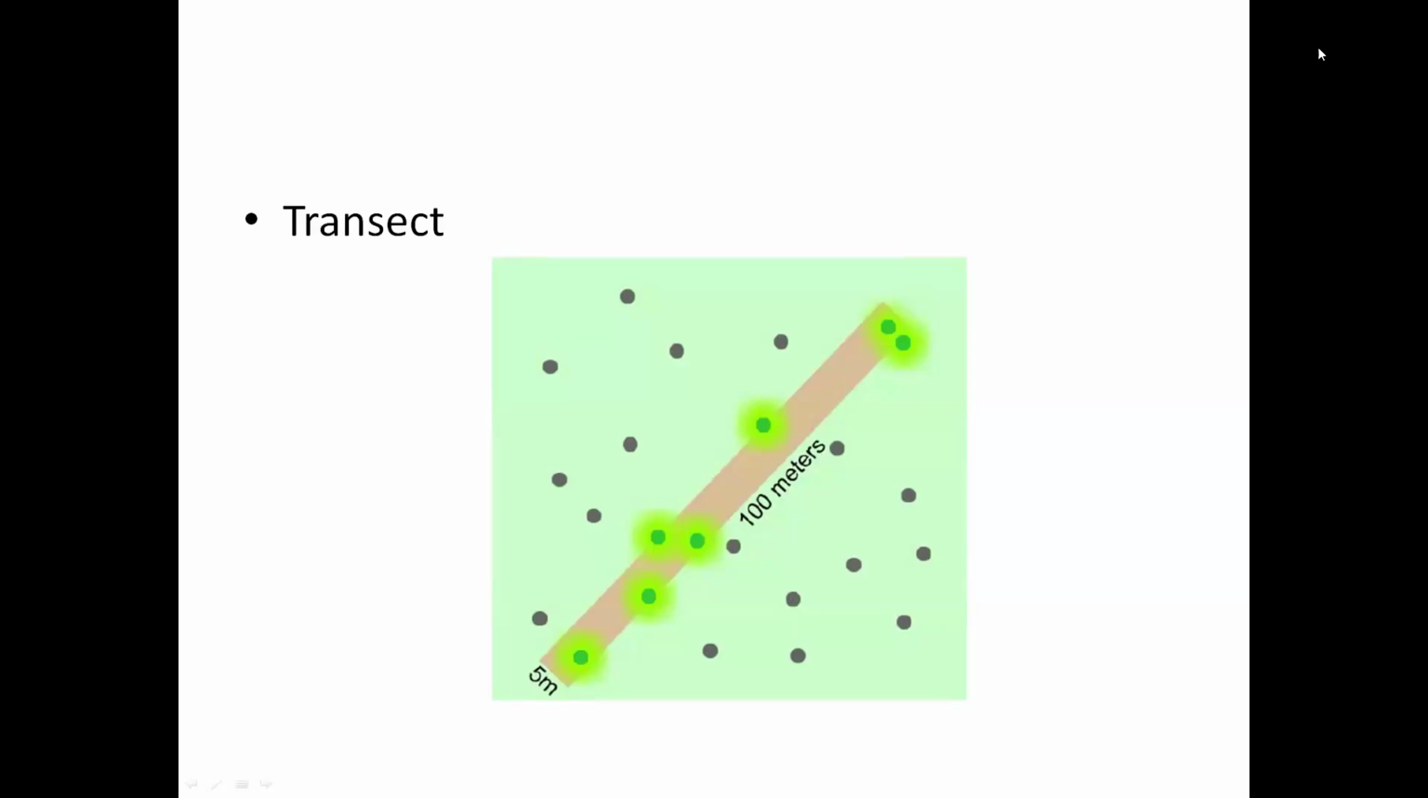You can do this for animals also, or for birds. For example, you walk along 100 meters, but the width will be more. Say you record every bird that you see in 20 meters on each side. Then that becomes your bird transect. These can also be used for mammals, where you drive along a road in a national park and note down every mammal that you see on both sides, and you also note down the approximate distance at which that mammal is from you. So this is a transect method.